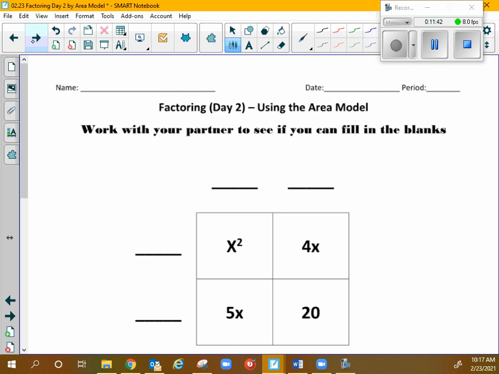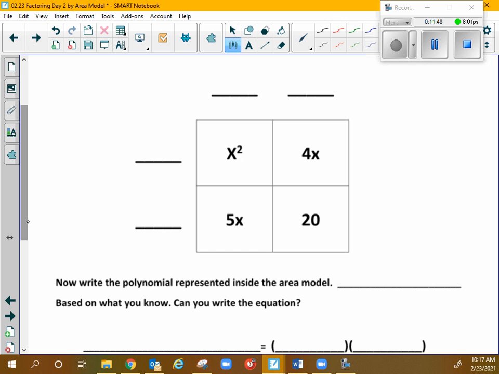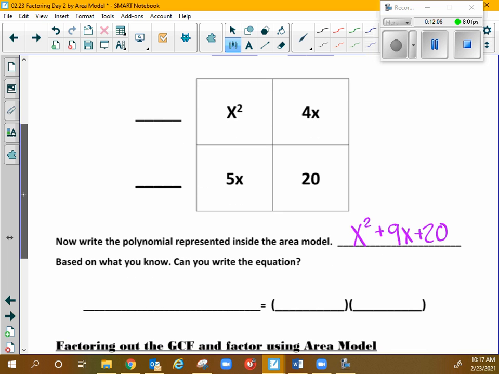We're just continuing with factoring. So, what is the polynomial that's represented inside my area model here? Now, x squared plus 9x plus 20. X squared plus 9x, x squared plus 9x plus 20. We know this model. We multiplied polynomials, we divided polynomials, all using this model. We're going to factor using the same thing.